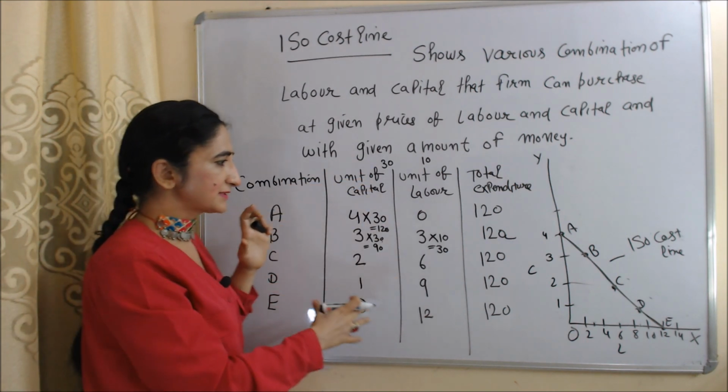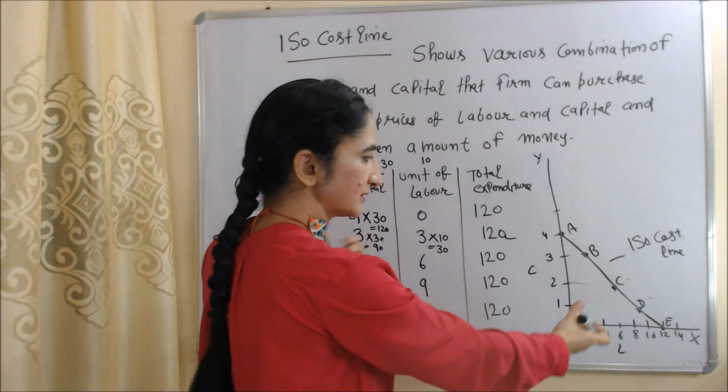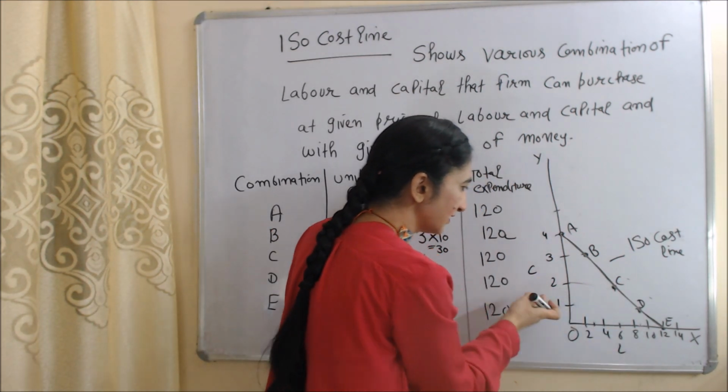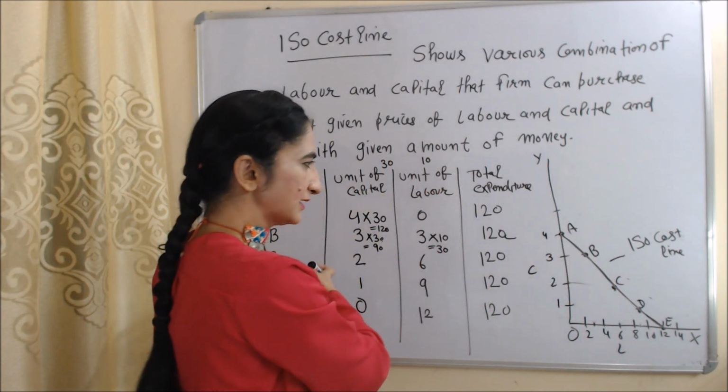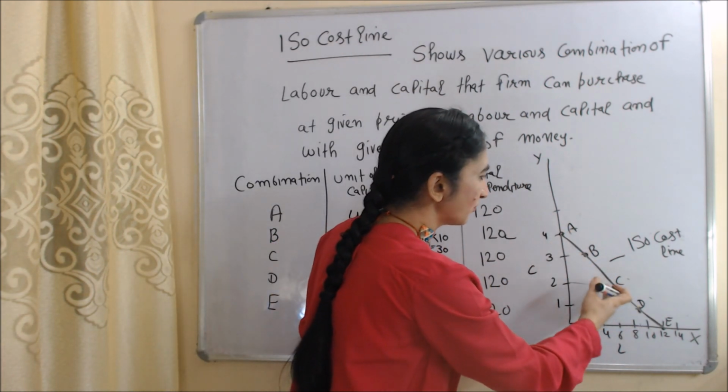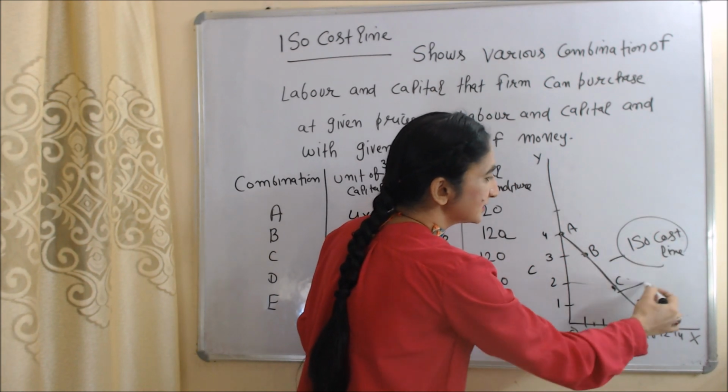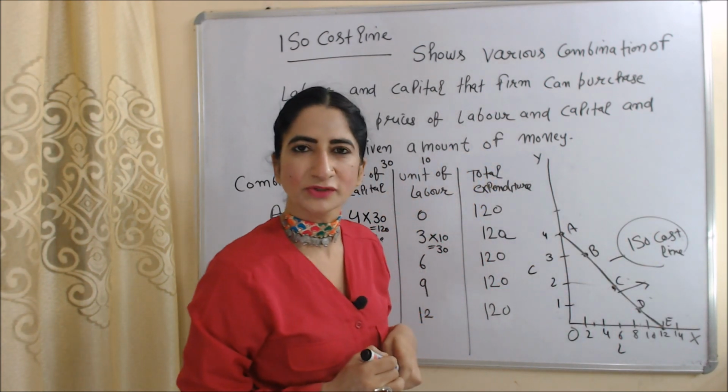When we convert this table into a diagram, we will get this. In this diagram on the x-axis we have labor and on the y-axis we have capital, and these are combinations A, B, C as we discussed earlier. When we join all these combinations, we will get one line. This line is called our isocost line.